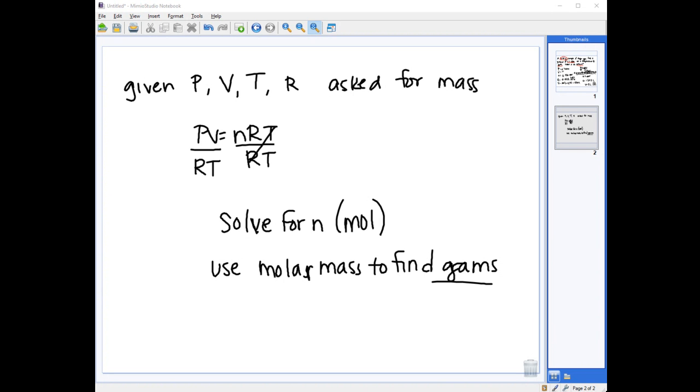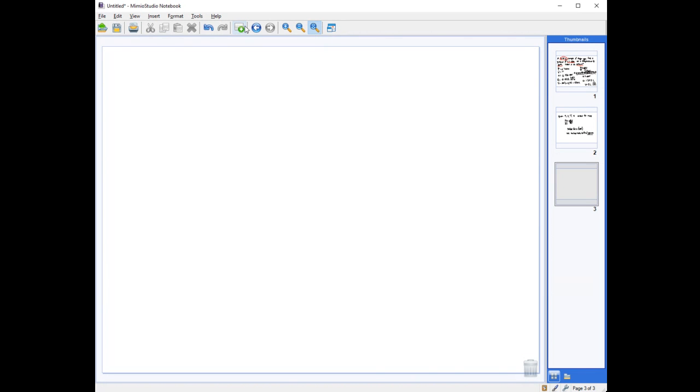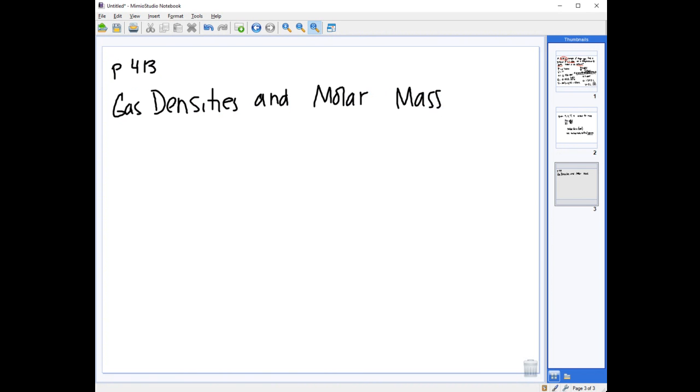All right. So we're going to look at another application for the ideal gas law. And I'm going to be at the top of page 413, looking at gas densities and molar mass. So again, looking at our ideal gas law equation, PV equals nRT, we can rearrange this to end up with something that looks like this.